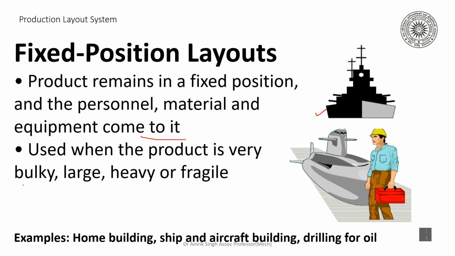It is used when the product is bulky, large, heavy, or fragile. Fragile means things which can break. So you see here the examples are a submarine and a ship. Okay. So an example for this is home building. There is a land, so the workers go there. The construction machinery goes to the plot and builds a house. Okay. Ship, aircraft, building, drilling for oil, all these come under the fixed layout type.